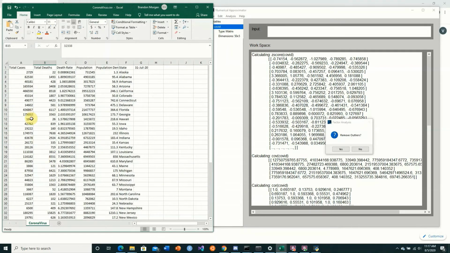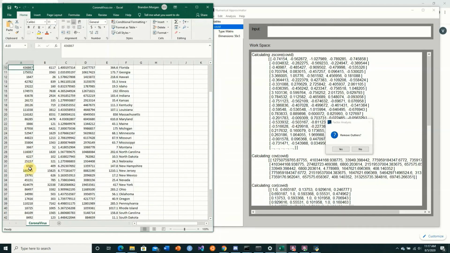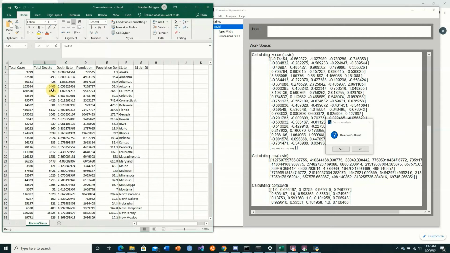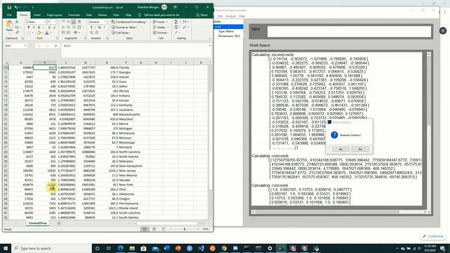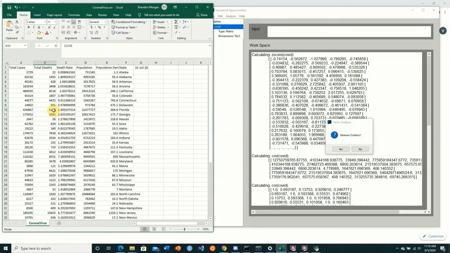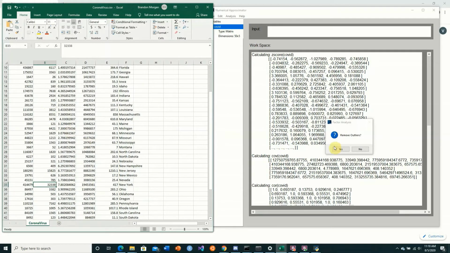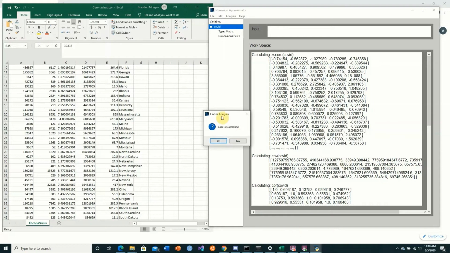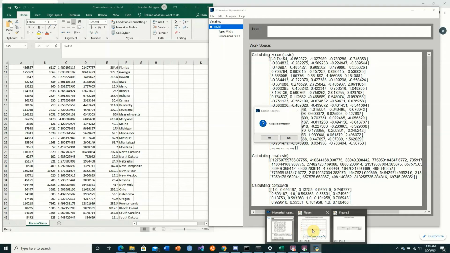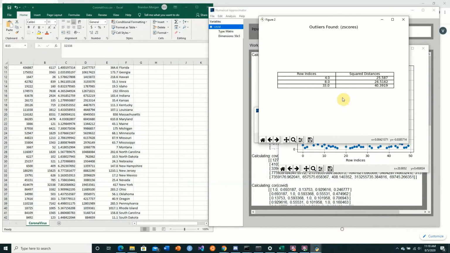So even though California and Florida have a comparable number of cases, New York has almost double and even triple the number of deaths. Actually, not even triple, it's almost 5 times the number of deaths as Florida. That's very interesting. So that's probably why New York seems to be an outlier. I will not remove these outliers because these are actual observations and not simply mishaps in taking measurements.